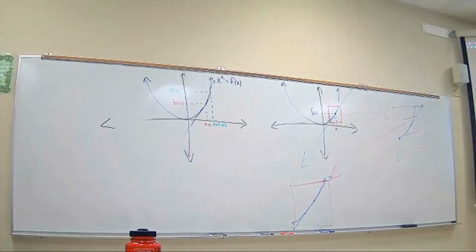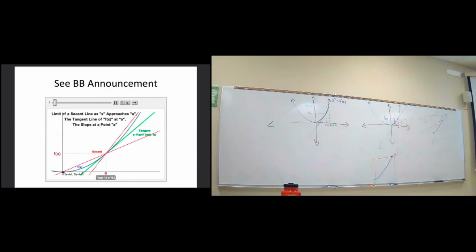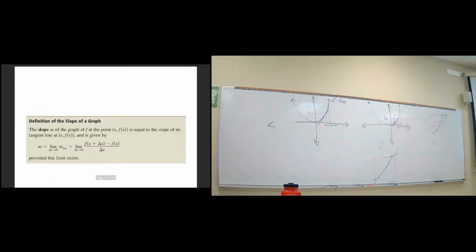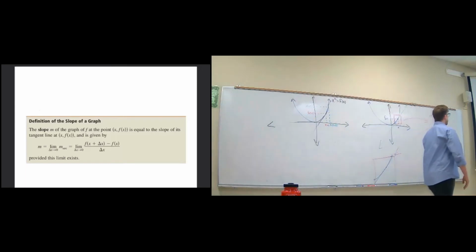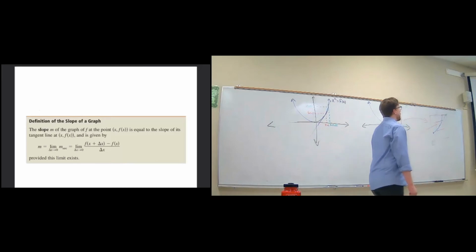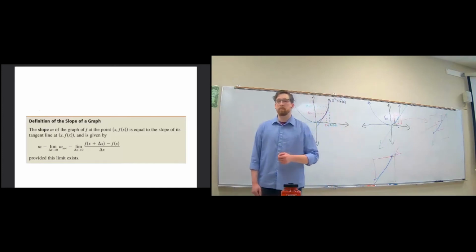Bringing up these notes again. The slope of your tangent line is going to be the slope of your secant line as delta x goes to 0. We've already seen that. This is the limit definition of what's called the derivative.